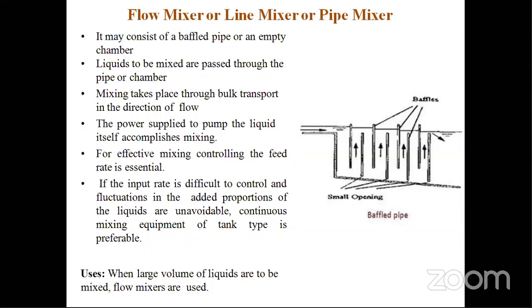Uses: flow mixers are used when a large volume of liquids has to be mixed. The large amount of liquids you have to maintain in equal proportions in this process, and flow mixers can also be introduced in between the pipeline, as line mixers, pipe mixers, or baffle type pipe mixers, whatever you say, in this continuous mixing process.